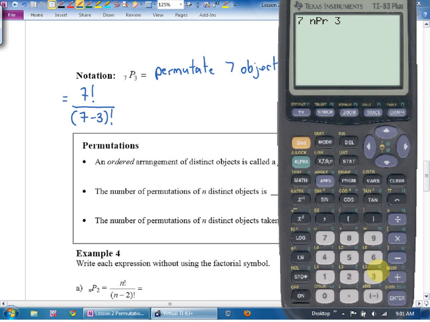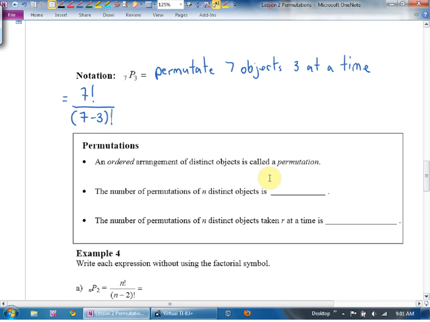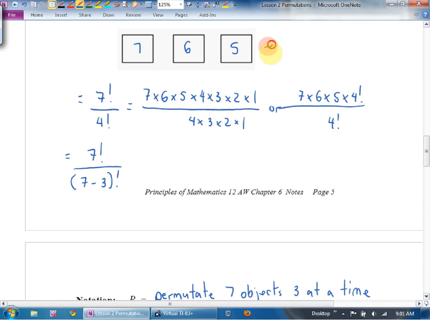Oh, did we fill out the 210 last time? I don't think we did, did we? Answer is 210. Whoops. It's 210.